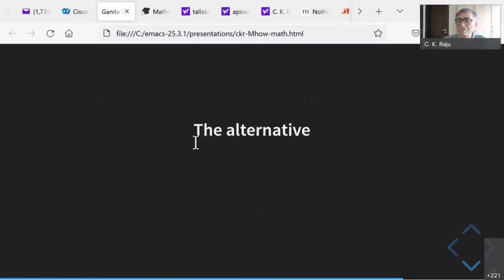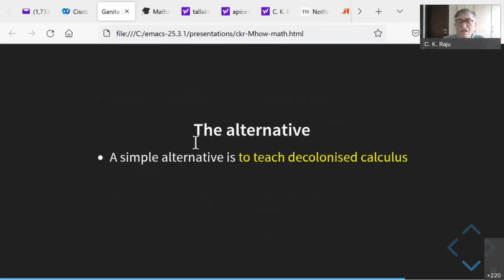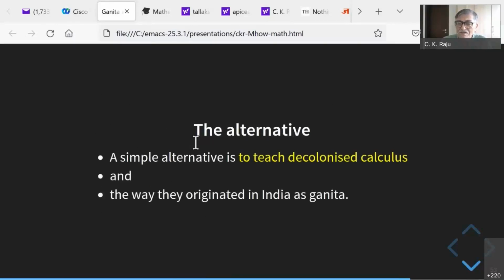So the alternative that I have proposed, and of course there is no time to talk about it here, is to teach the decolonized calculus. What is the decolonized calculus? Decolonized calculus is the way calculus originated in India as Ganita. How do I talk about it? I have written a 500-page book about it quite some time back. I have also several popular articles and so on and so forth.